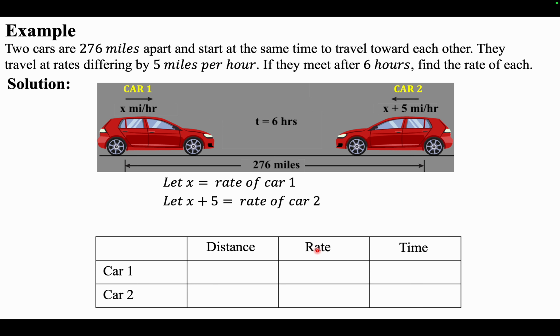We know the rate of car 1 is x. The rate of car 2 is x plus 5. And since they both drove for 6 hours, the time would be 6 for both cases. Now, to find the distance for car 1, since we don't know what the rate is, distance is equal to the rate times time, so it's x times 6, which is 6x. And for car 2, we can say the same thing. Distance equals rate times time, so 6 times x plus 5.